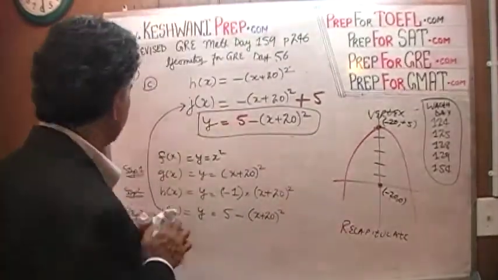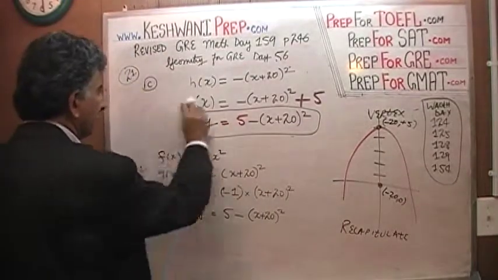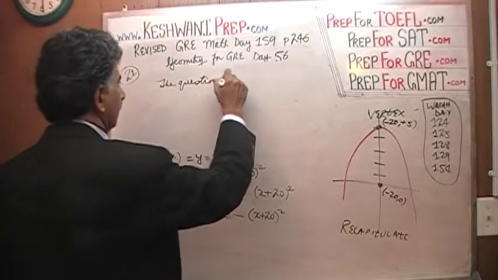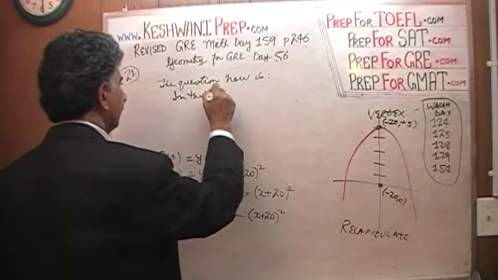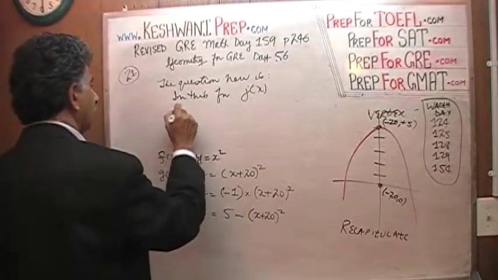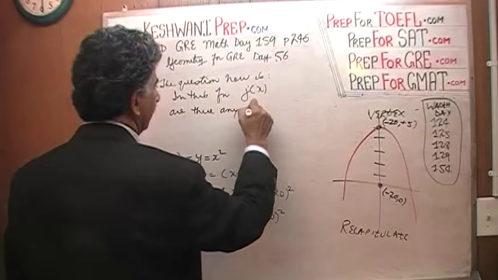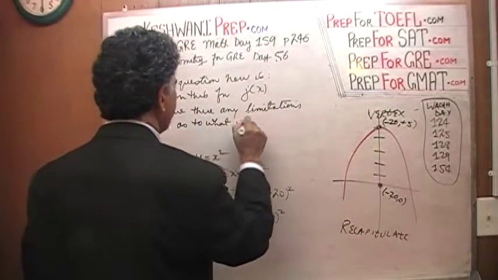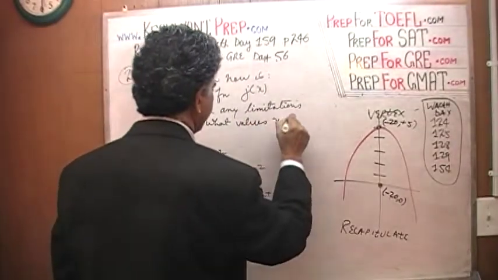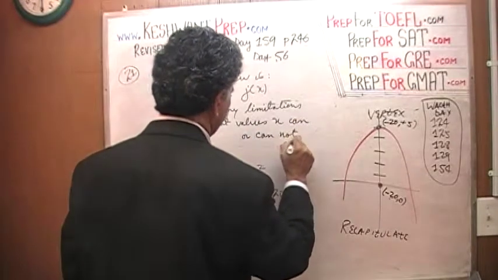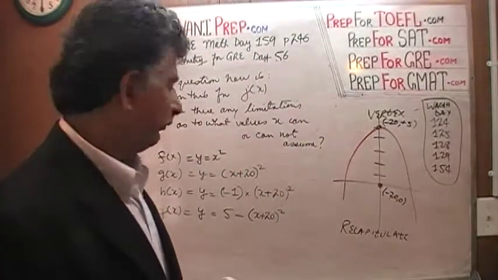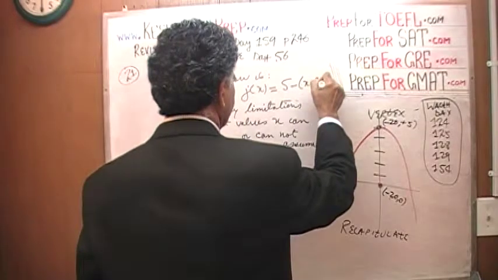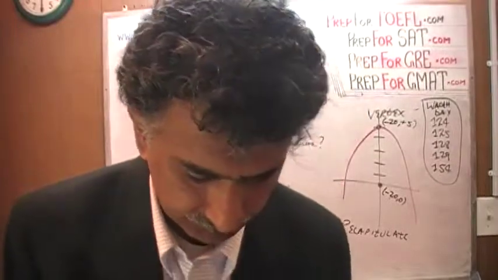The question now is, in this function, j of x, are there any limitations as to what values x can or cannot assume? Are there any limitations as to what values x can or cannot assume? The function looks like this. In other words, are we going to have problems?